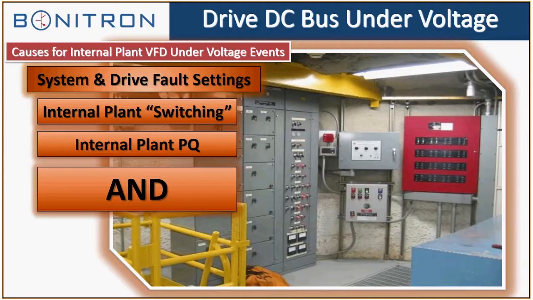Then also you have internal plant events too. System and drive fault settings sometimes aren't quite right. So in other words, there's phase loss detection, which can interfere with the ride-through. That's fairly rare though. Usually we don't have any issue with that, but that's why we like to know what the drive type is and what the application is, just as a double check.